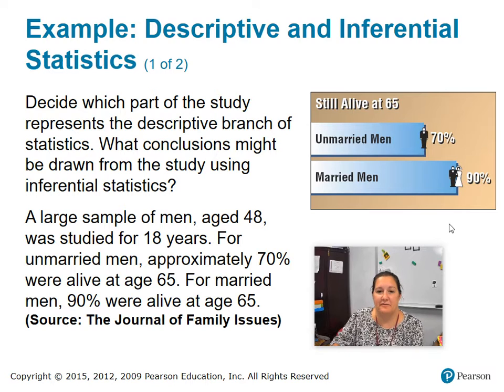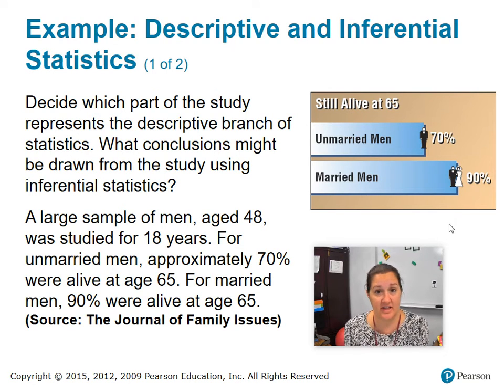So let's see the difference between descriptive and inferential statistics. You can pause and read it, or I'm just going to read it out loud. Decide which part of the study represents the descriptive branch of statistics. What conclusions might be drawn using inferential statistics? So a large sample of men aged 48 was studied for 18 years. For unmarried men, approximately 70% were alive at age 65. For married men, 90% were alive at age 65.